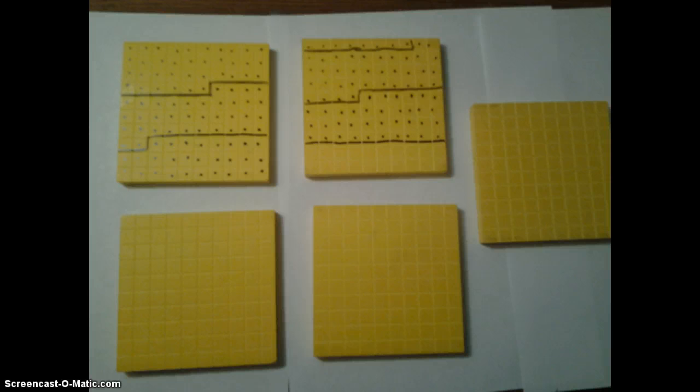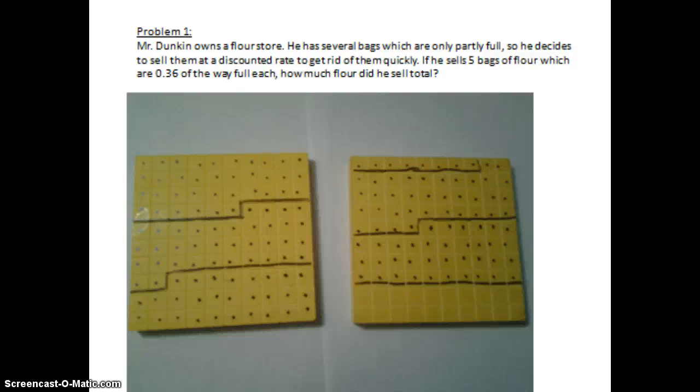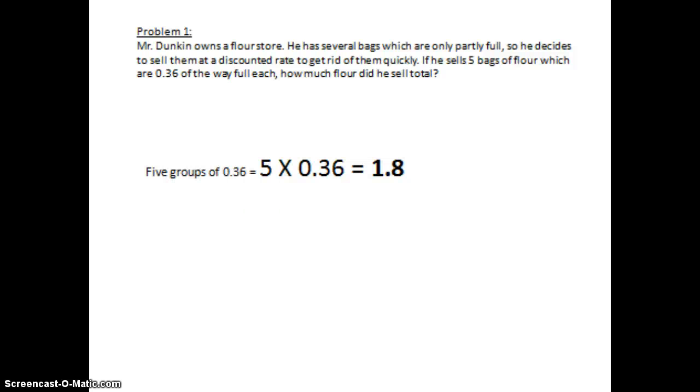We can also write out this problem, or the story problem, in a number sentence. So to write out 5 groups of 0.36 each, we end up with 5 times 0.36 equals 1.8.